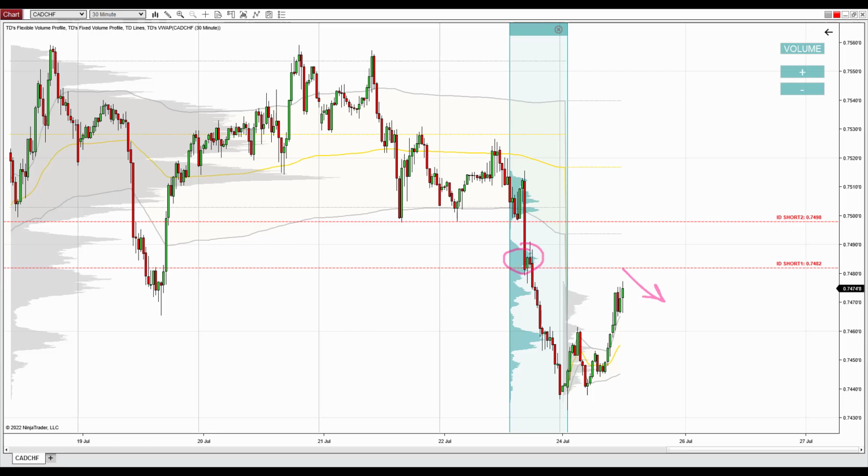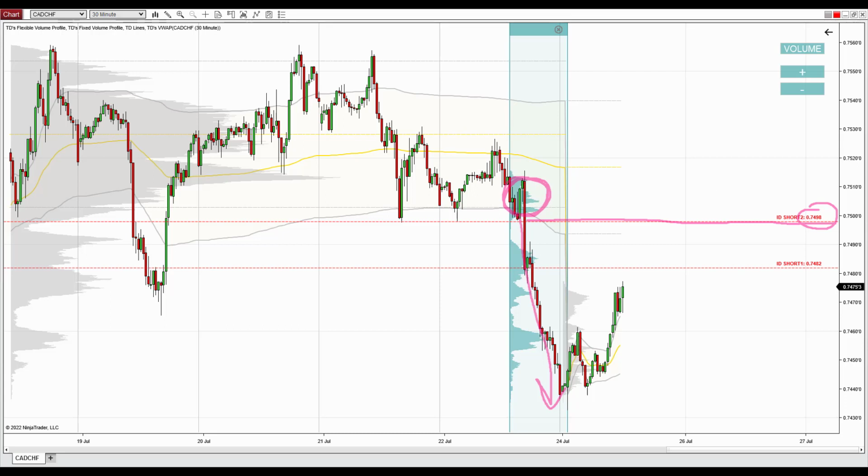Now, there's also one resistance that I wanted to show you, and it is here at 0.7498. It is based on the volumes here, which tell us that the strong sellers who pushed the price downwards from there were accumulating their short positions here before that sell-off, before that price manipulation. They were accumulating their shorts here and then they pushed the price downwards.